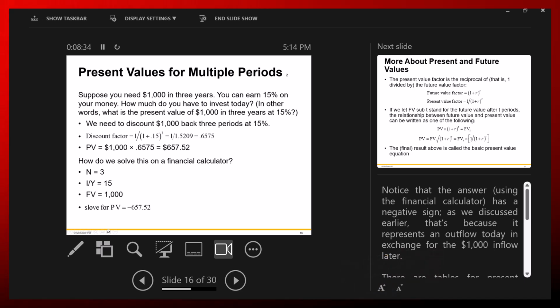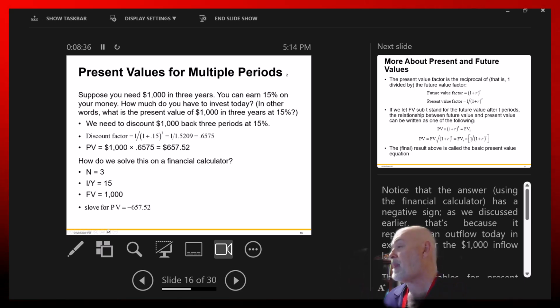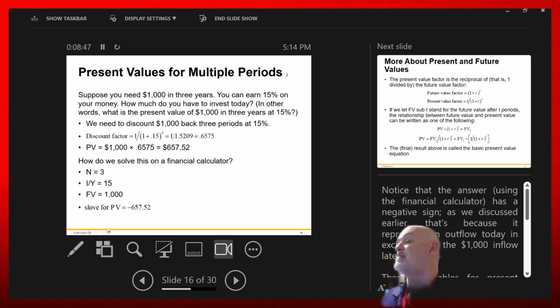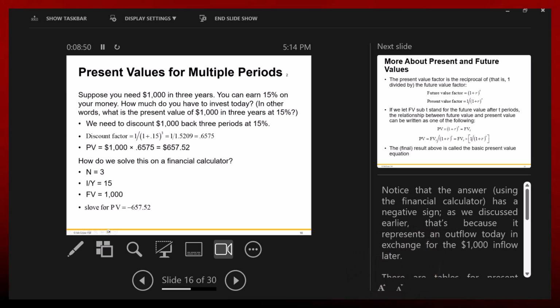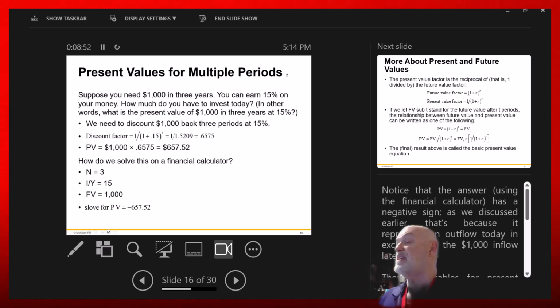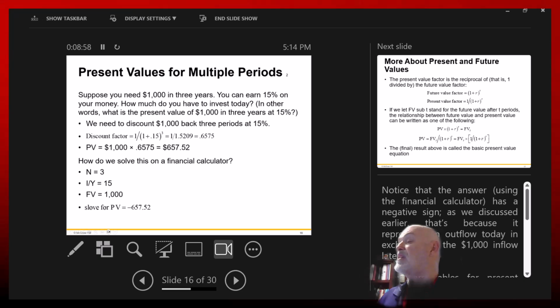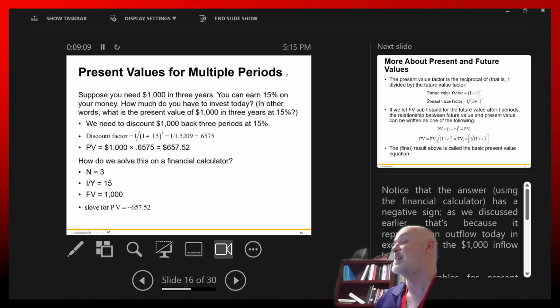Suppose you need $1,000 in 3 years. You can earn 15% on your money. How much do you have to invest today to have $1,000? In other words, what is the present value of $1,000 in 3 years at 15%? We need to discount 1,000 back 3 periods at 15%. So the discount factor, 1 over 1 plus 0.15 to the third power, equals 1 over 1.5209, or 0.6575. So present value equals 1,000 times 0.6575, which is $657.52.